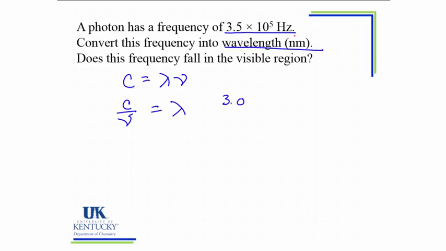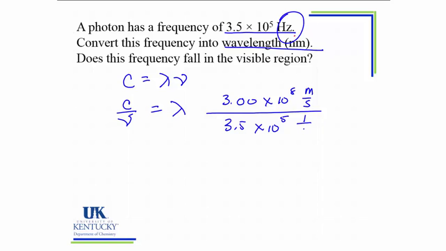c is 3 times 10 to the 8th meters per second. Frequency is 3.5 times 10 to the 5th. And it says hertz there. Well, we need to just write that as 1 over seconds for our unit work. A hertz is a cycle per second, which is just how many waves per second. We do 1 over second. That would leave us with meters. And when I divide those two numbers, I get 857 meters. Now, we can only really know it to two significant figures, so we'll call it 860 meters.